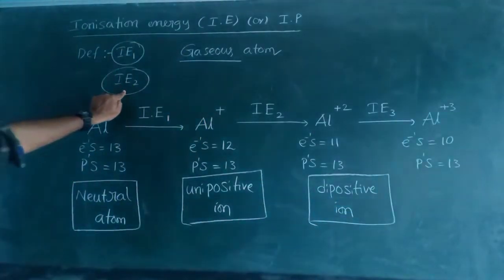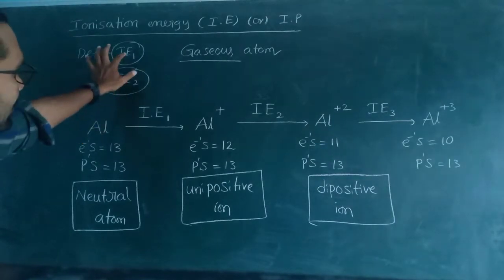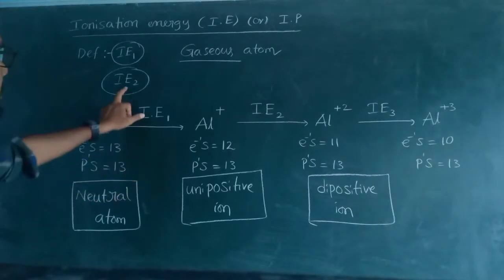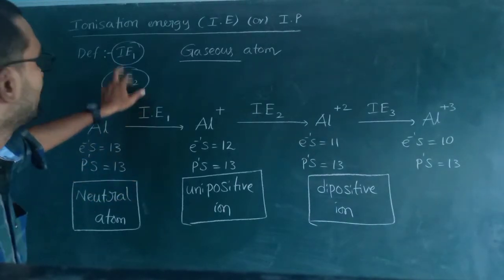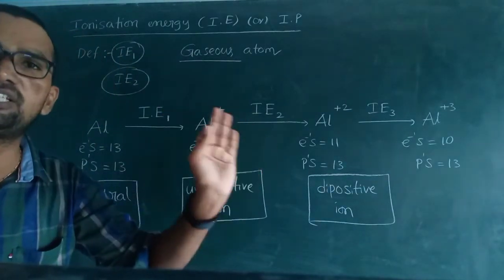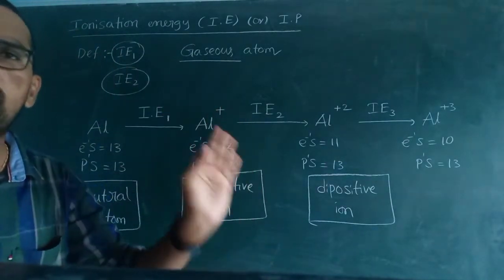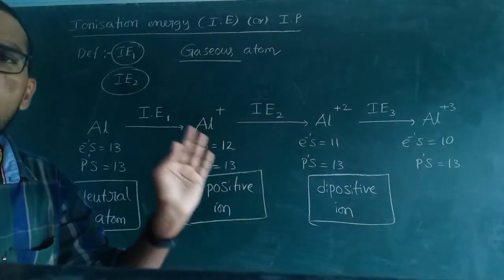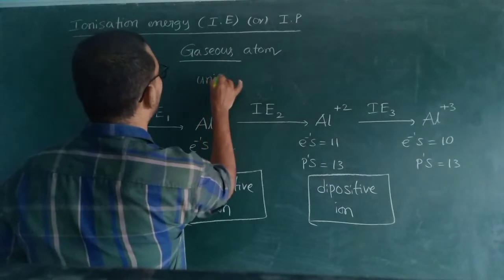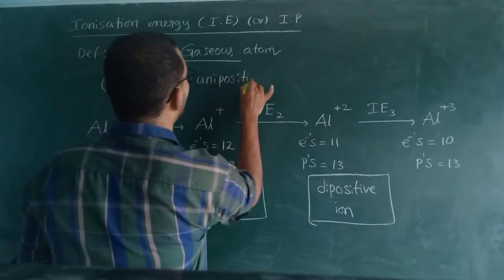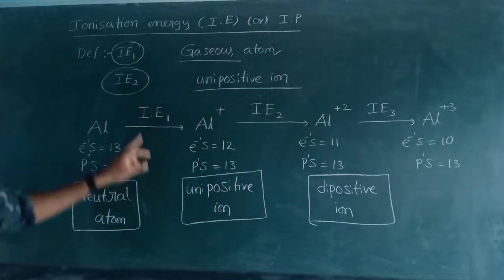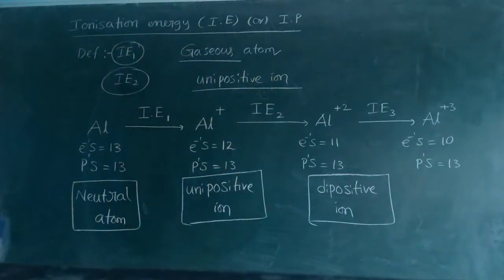So, what is the IE2 definition? After the IE1 definition, write the IE2 definition. What is the IE2 definition? Same definition: minimum amount of energy required to remove an electron from the outermost orbit of a unipositive ion. This is called IE2.